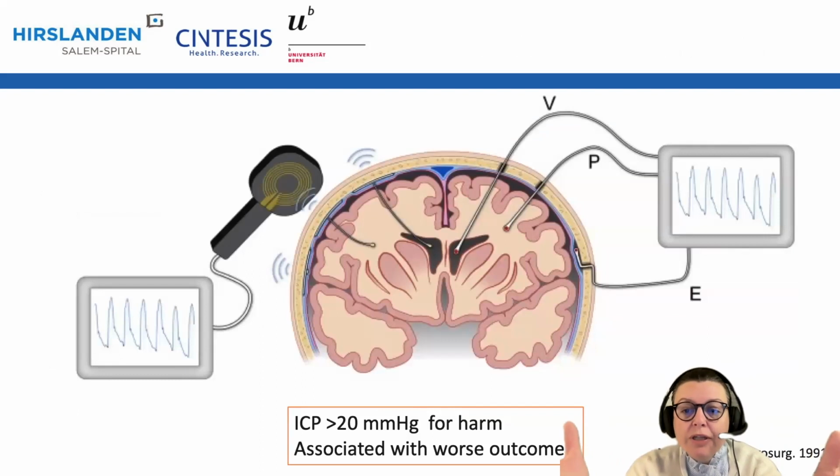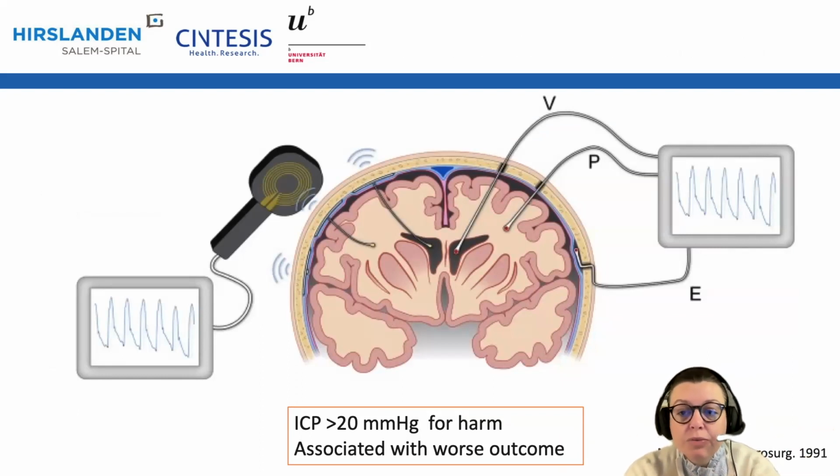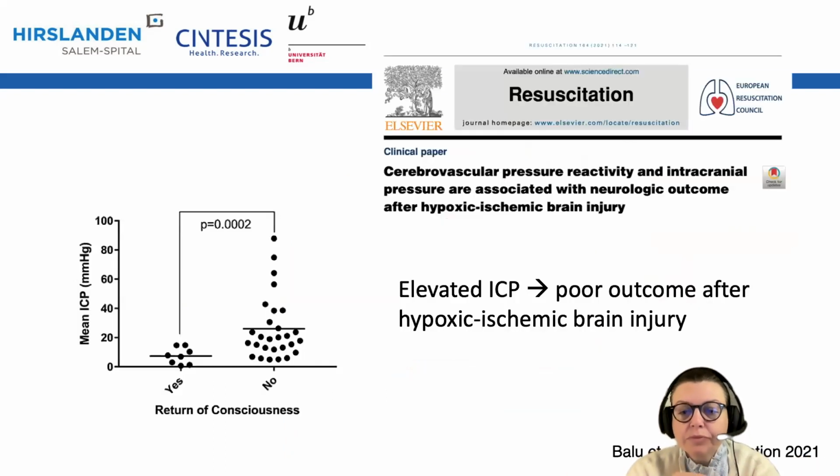ICP we can usually measure directly via an intracranial pressure transducer. ICP monitoring makes sense from a pathophysiological standpoint, as ICP affects cerebral perfusion pressure and can precipitate or worsen hypoperfusion and ischemic injury. Data from larger observational studies suggest that an ICP threshold of more than 20 will create harm, and several meta-analyses have shown this to be associated with worse outcome.